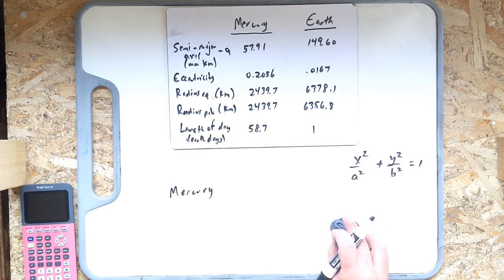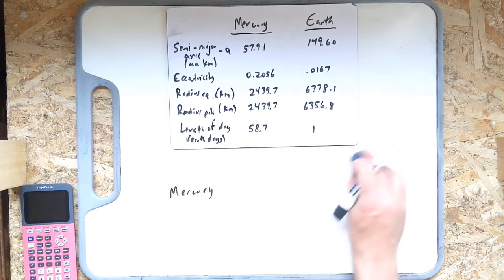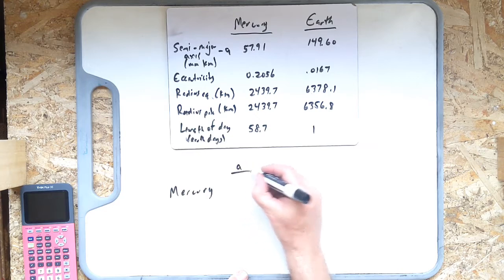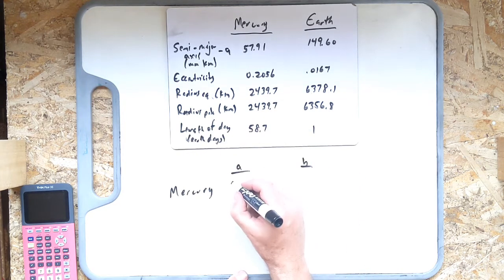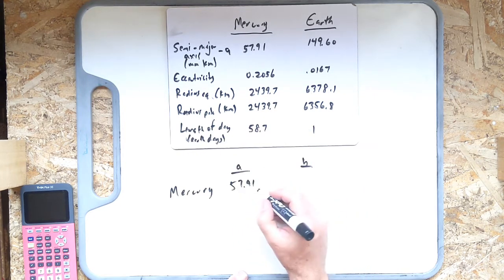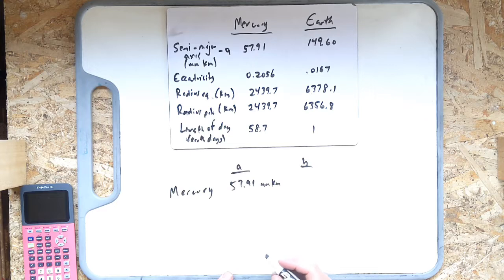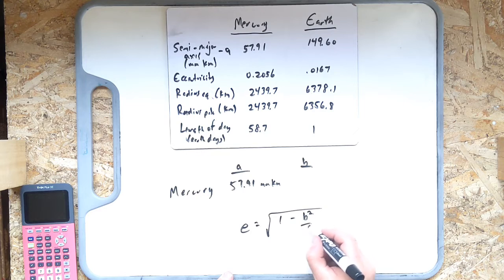Okay, so let's start with the major axis, which is A, and B. A we are given, it's 57.91 million kilometers. So write that on your page. The minor axis you actually have to calculate from the eccentricity. The eccentricity E is given, the formula is given there, is the square root of 1 minus b squared over a squared.